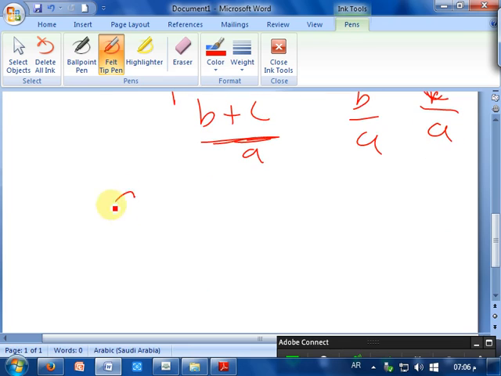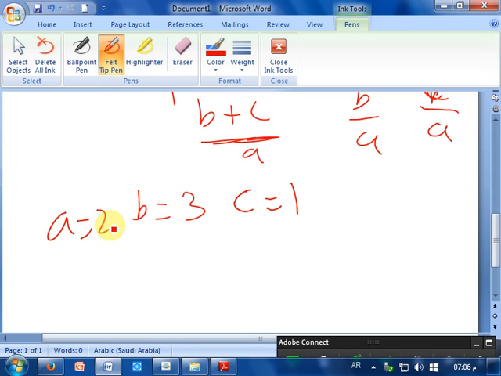Now let us take some numbers. Any number, you can take any number. I will take A as 2, B as 3, C as 1, to prove this is not true.